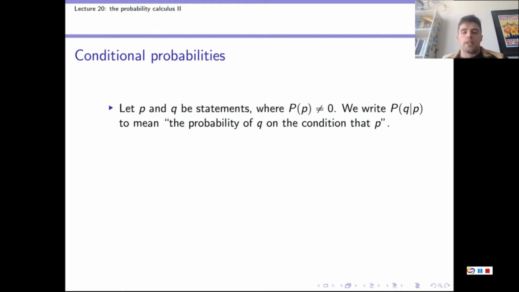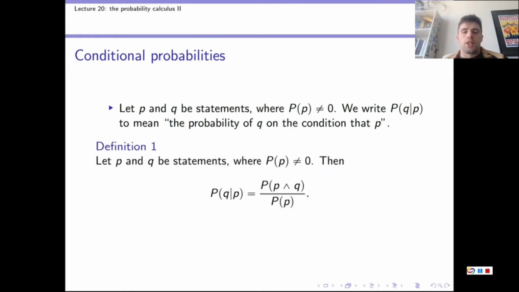So we define conditional probability in the following way. Let P and Q be statements with the probability of P non-zero. Then P(Q given P) is equal to the probability of P and Q divided by the probability of P. Now we see why we make this stipulation on P(P) being non-zero. If P(P) is 0, then the right-hand side of this expression is undefined, so we only define it in cases where P(P) is non-zero.